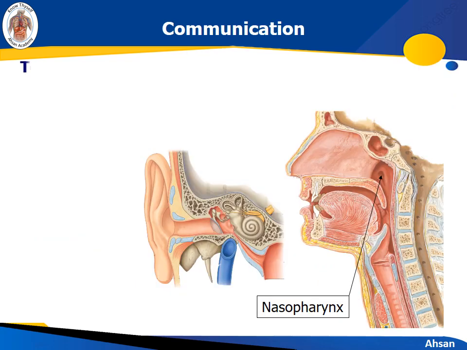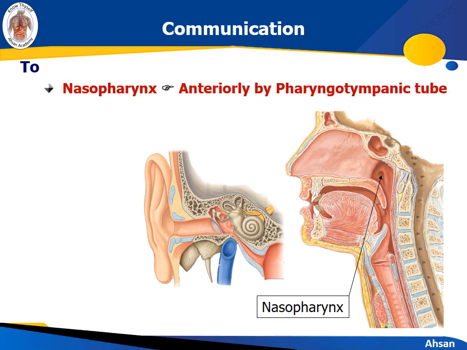Communication of the middle ear cavity. Already here I have labeled the nasopharynx, and we have discussed that one tube, known as the pharyngotympanic tube or auditory tube or eustachian tube, all the same, opens into the nasopharynx lateral wall, and it starts from the middle ear cavity, lower part of the anterior wall. Here I have shown by the arrow the total path. The black arrow is showing that.